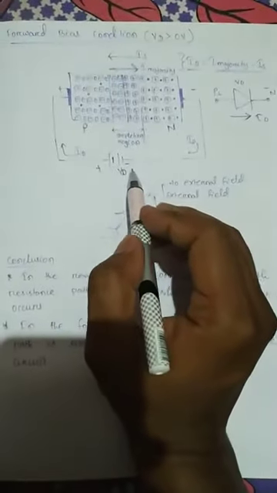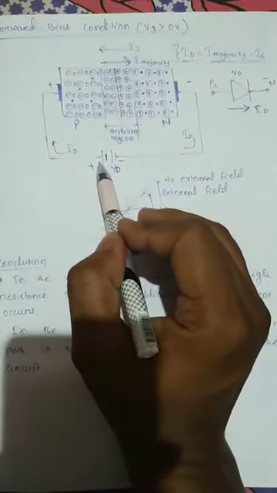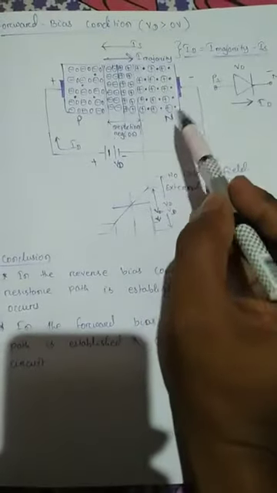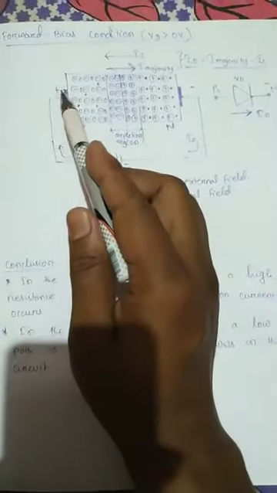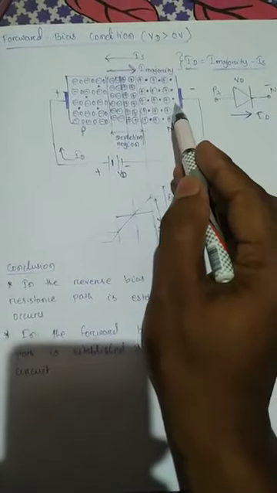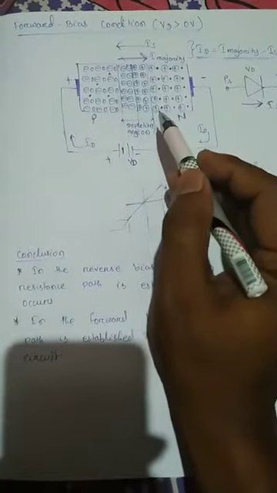Now consider the case of the forward bias condition. What is the forward bias condition? If an external potential is applied to the p-n junction diode such that the positive terminal is connected to the p side and the negative terminal is connected to the n side. As you see in this figure, the positive terminal of the supply voltage is connected to the p side and the negative terminal of the supply voltage is connected to the n side. This type of arrangement is called forward bias condition.